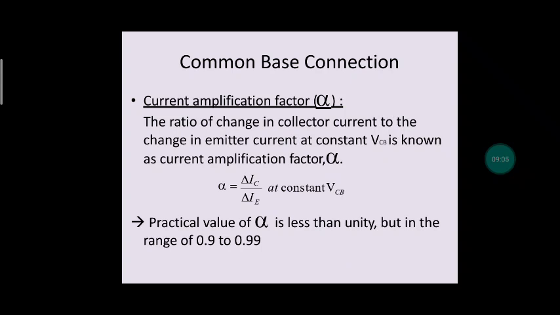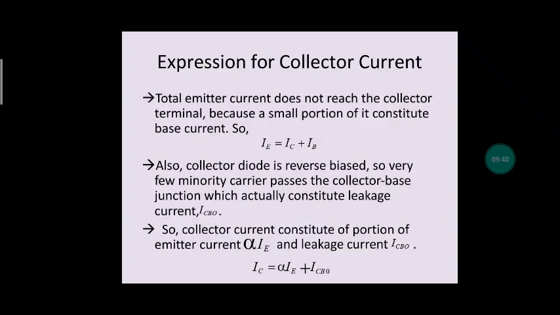Next, there is the current amplification factor, which is equal to the ratio of the change in collector current to the change in emitter current at a constant voltage. The value will be less than unity. The range lies between 0.9 and 0.99.